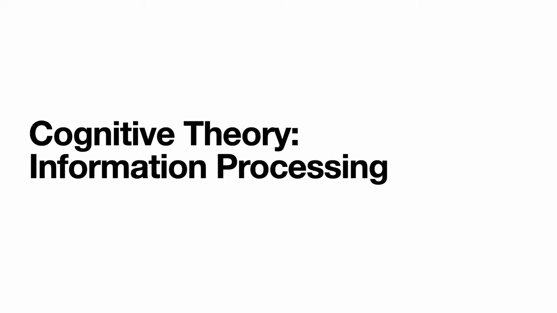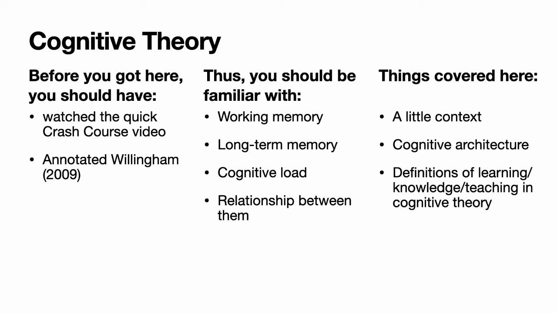Okay, in this video, we're going to start talking about cognitive theory, particularly the information processing aspect of it. Before you got here, you should have probably already watched the crash course video, just those 2 minutes. You're welcome to watch more than that. It's still interesting, but just those 2 minutes are related to what we're going to talk about today, and our unit on cognitive approaches to learning. And you should have annotated the Willingham article as well.